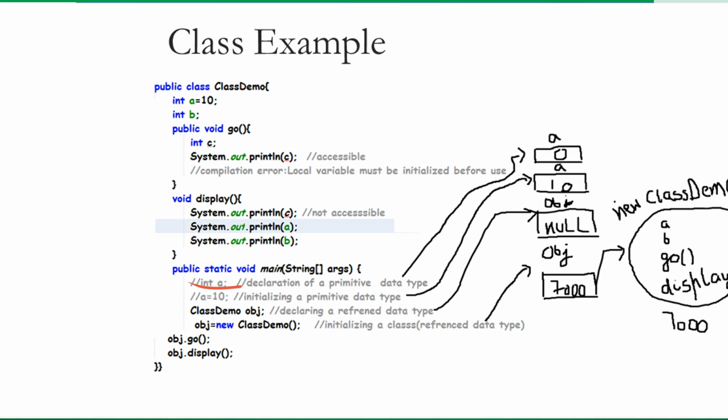Basically here we have declared a variable int a, which is a primitive data type. While we were declaring it, it was getting memory at stack with 0, because by default primitive data types have 0 value. And after that we initialized the variable a as 10, and it was getting memory at stack as 10.